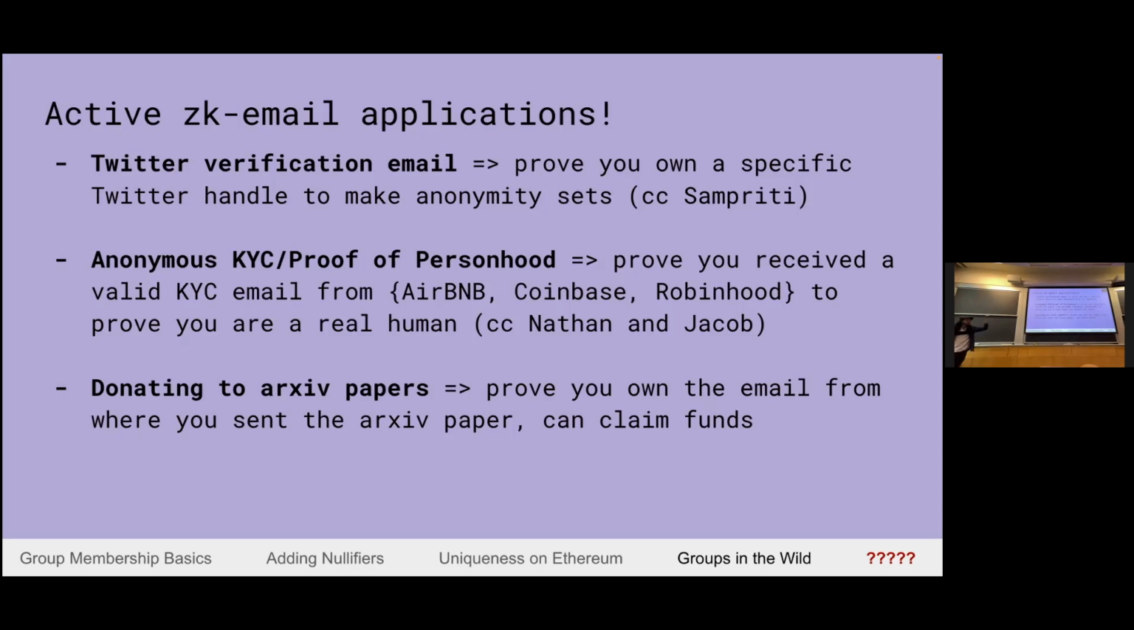You can do paper donations. We have a team working on this: you can prove that you own some email that published an archive paper. Currently most researchers don't have a donation page online, but you can now say, I can donate to this specific archive paper, and if someone can prove that they own the email that published that paper, they can claim the money. This is interesting because removing this interactivity step, allowing people to do this without signing up, lets you bootstrap systems where no one is trusted to control millions of dollars of funds, because it relies on ZK proofs to verify all of that.